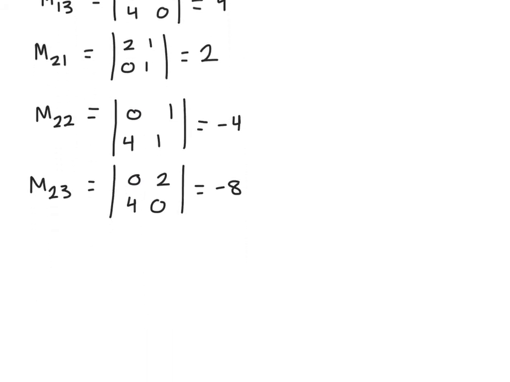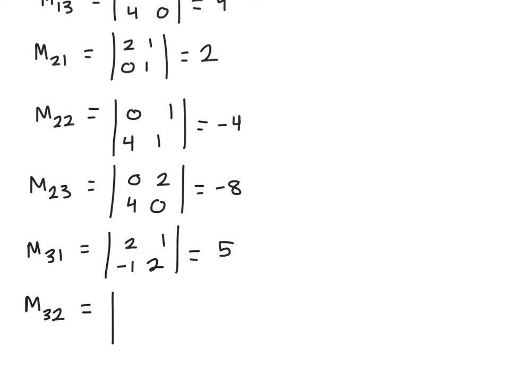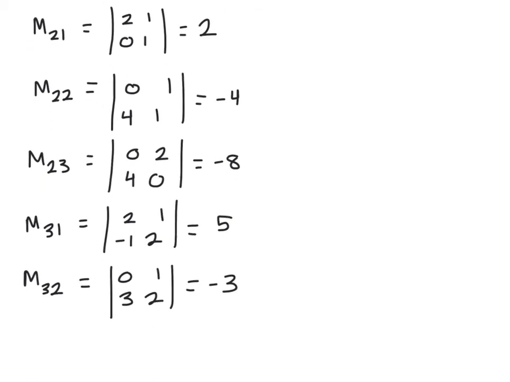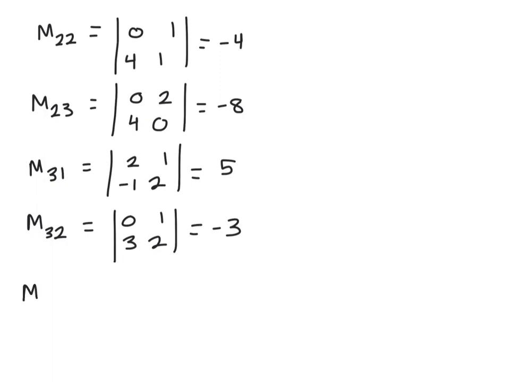All right, last row. The minor of row 3, column 1 will be the determinant of 2, 1, negative 1, 2. So we have 2 minus negative 1, which is positive 5. The minor of row 3, column 2 will be the determinant of 0, 1, 3, 2. So it will be negative 3. And last but not least, the minor of row 3, column 3 will be the determinant of 0, 2, 3, negative 1. And that will become negative 6.